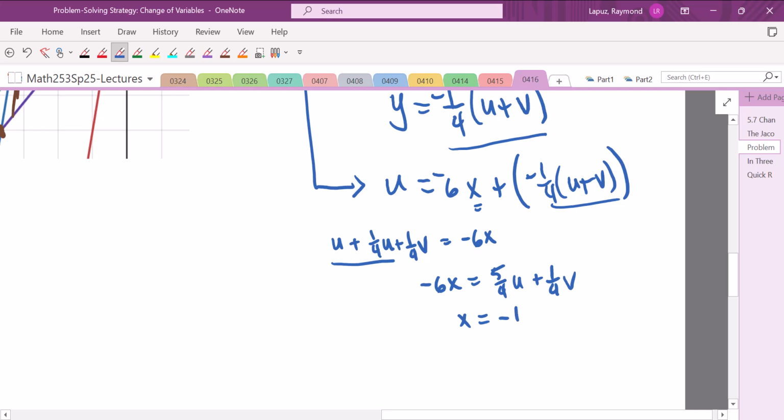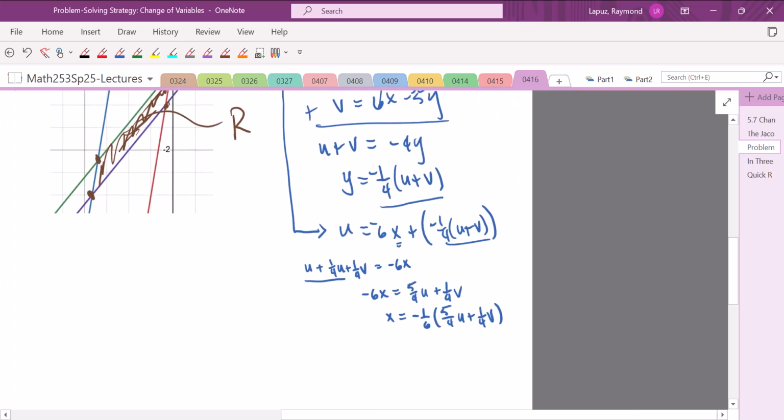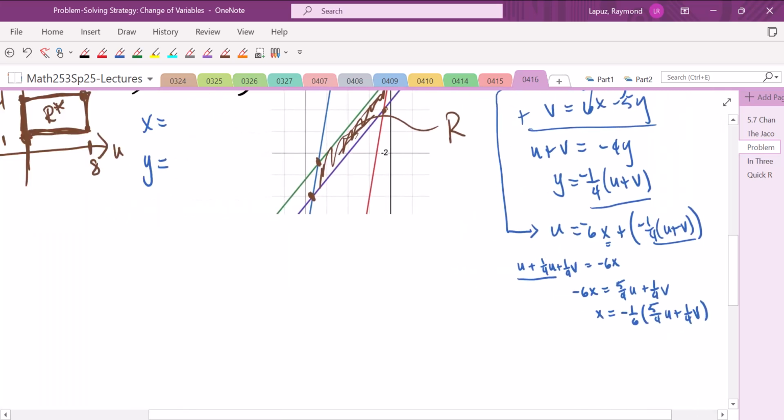Divide by negative 1/6, 5/4 u plus 1/4 v. I might want to rewrite that just so it'll be a little bit neater. So that is that. So that now I can replace x here is equal to, again, I was going to rewrite this, negative 5 over 24 u minus 1 over 24 v.